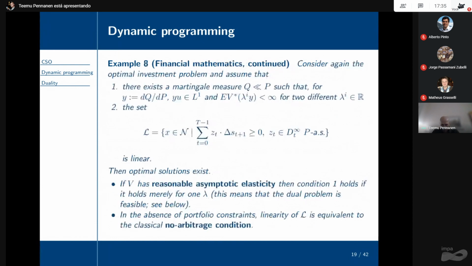The second example is the classical perfectly liquid market model. You look at the utility maximization from terminal wealth. We have two conditions here. One, we are now no longer asking for bounded utility. We can allow for unbounded utilities. The first condition is essentially the reasonable asymptotic elasticity condition that you've seen in many papers since Kramkov's and Schachermayer's introduction. The second condition here, if you don't have portfolio constraints, is exactly the no arbitrage condition. The condition is that this set be linear. If there's no portfolio constraints, it means exactly that if you have a riskless trading strategy, then the payout has to be exactly zero.